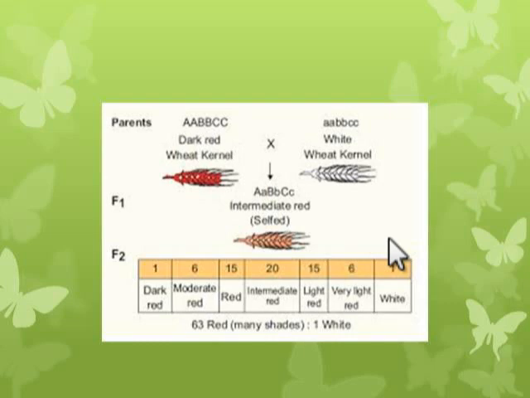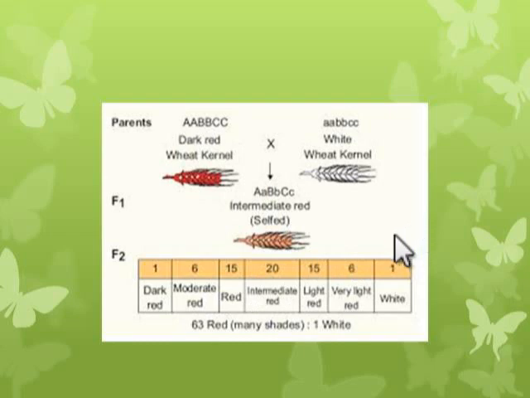So for example, it is the parental generation. So we have the dark red wheat kernel and white wheat kernel. So it is the first filial generation and the second filial generation. So the color of wheat kernels is an example of polygenic inheritance, as are height, fruit size, and several other characteristics in certain plants.